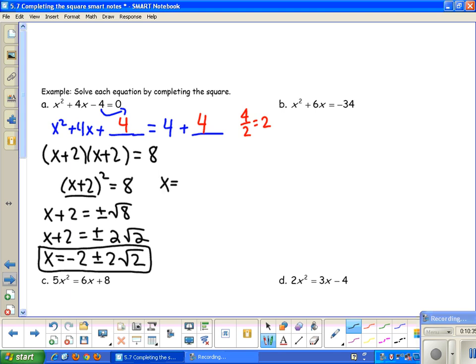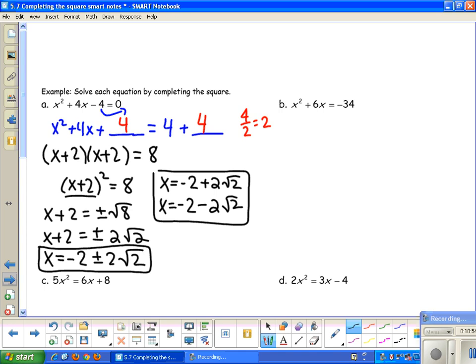So one of them would be x is equal to negative 2 plus 2 root 2, and the other one is x is equal to negative 2 minus 2 root 2. And you don't need to write your answers like this. It's easier just to write it with a plus or minus, but I do want you guys to notice that because of that plus or minus, these are the two solutions that you get. And if you wanted to do it in your calculator to find the decimal version and then graph it, you could. So let's go ahead and look at the next one.